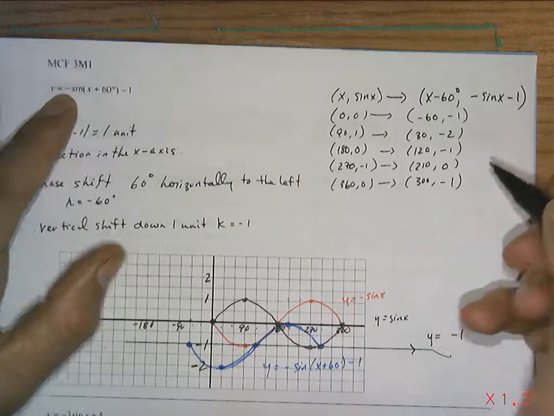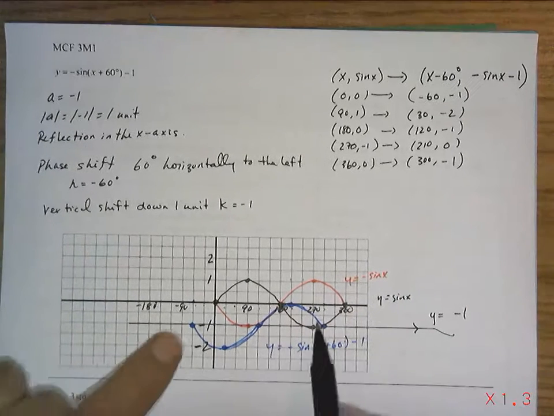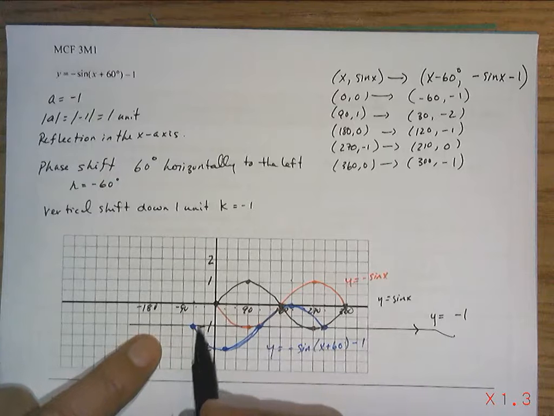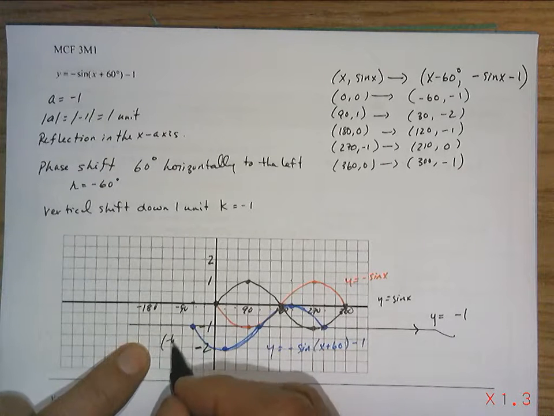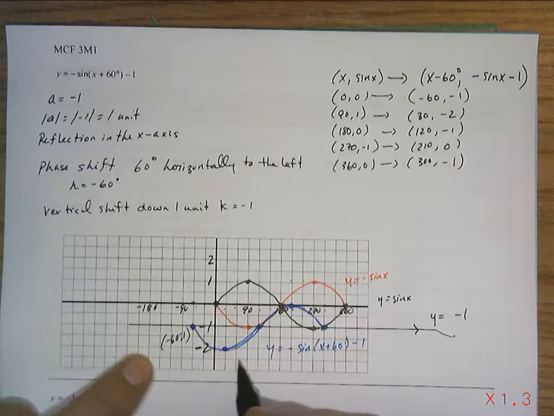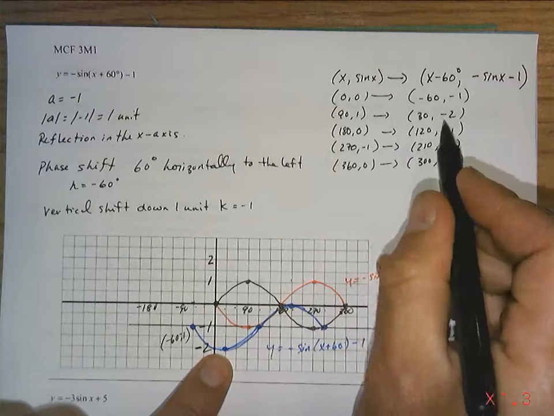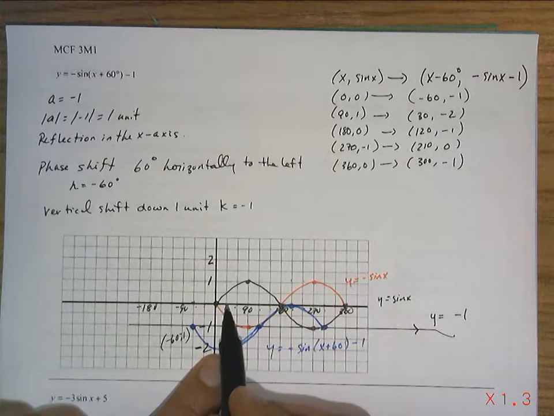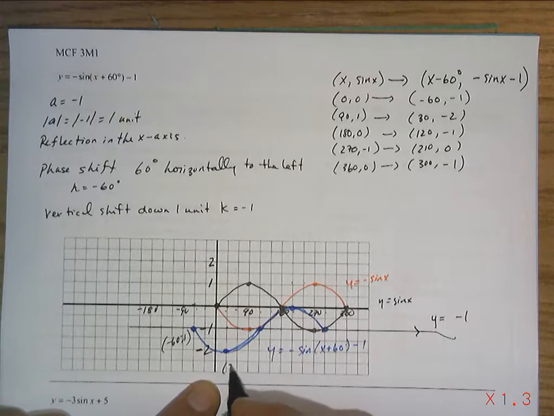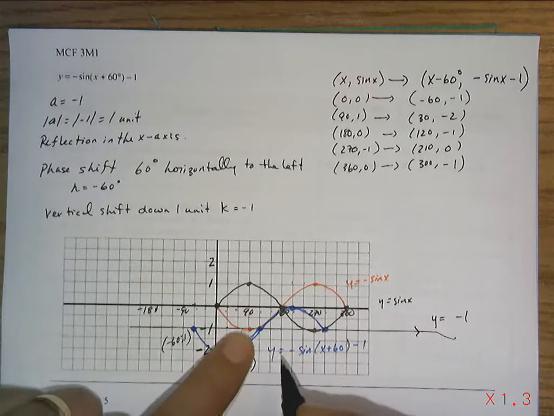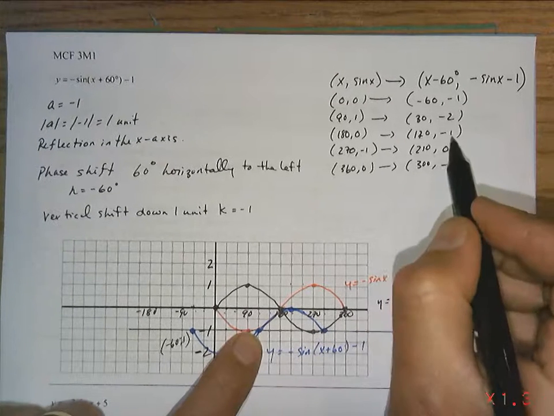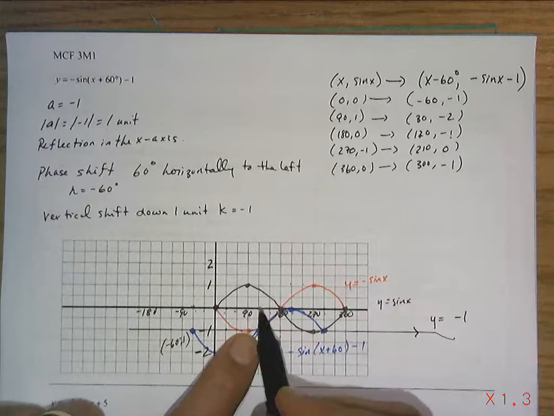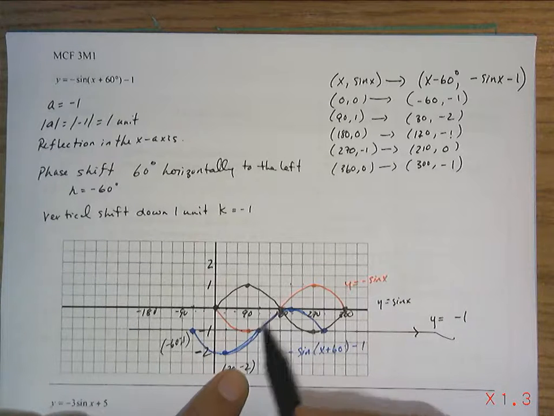minus 1. Let's see if that works out to the points that we have. So this point here should be -30, -60, -1. It is. This point here should be 30, -2. It is. This point here should be 120, -1. 30 more is 120, -1. Yep.